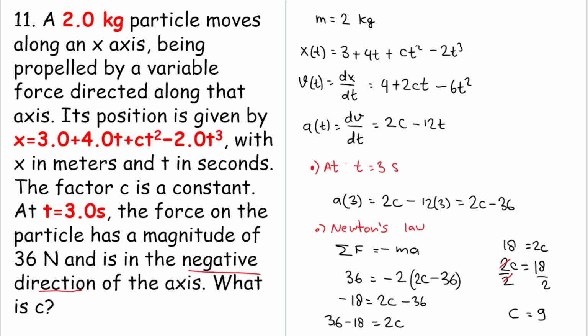Why? Because this one will be multiplied by t squared. We need to cancel out the t squared, so the unit of c will be meters per second squared. And I think that is the answer for the question. c is 9 meters over second squared, and that is the answer for this question.